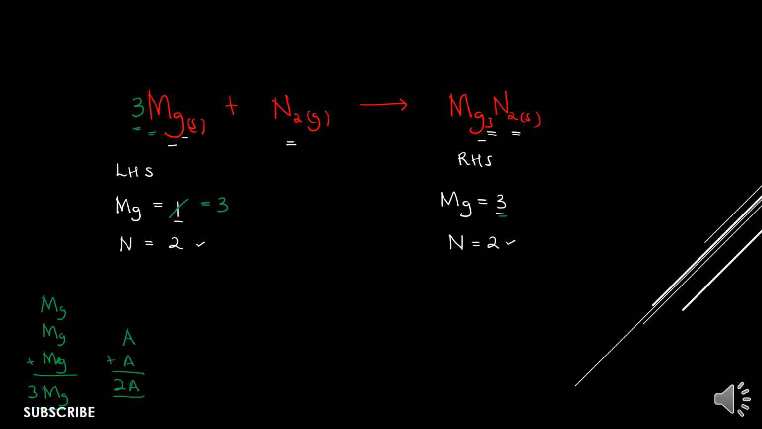So in this case, we shall be having 3 atoms of magnesium on the left hand side with 3 on the right hand side. And our nitrogen will also have 2 atoms to 2. So all atoms are equal in terms of numbers, and our equation is now balanced by placing a 3 before magnesium.